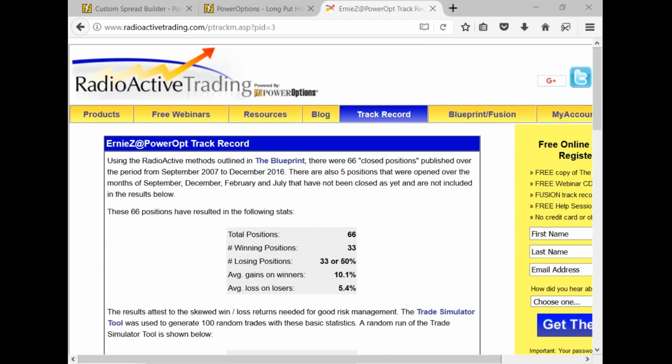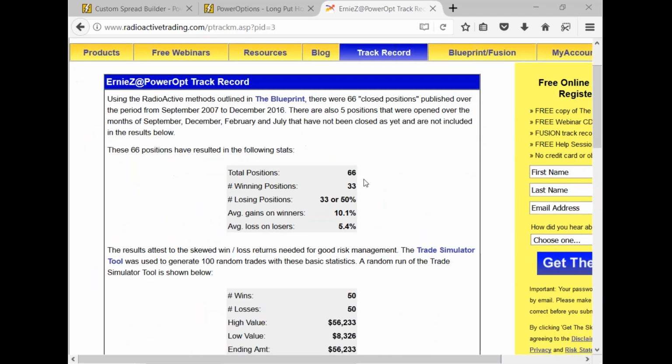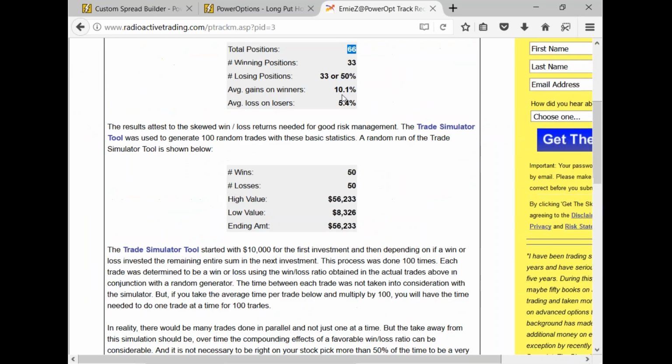One second. There you go. So 66 total positions, 50% winning. Average gains, 10.1% on the winners, 5.4% on the losers. And again, we show it as a simulation. If after 100 trades, Ernie keeps the same win-loss ratio and the same gains on winners, a $10,000 account would move up to about $56,000 and may have a drawdown of about 17%. But again, you run it again, you get different numbers in that scenario based on the number of wins and losers. That's a trade simulator tool.